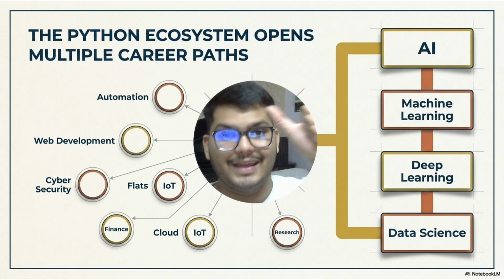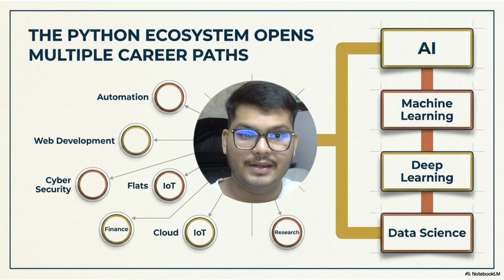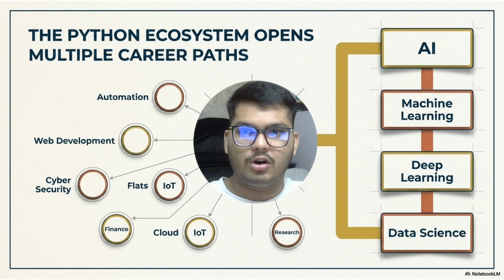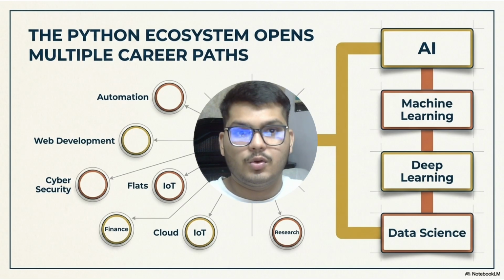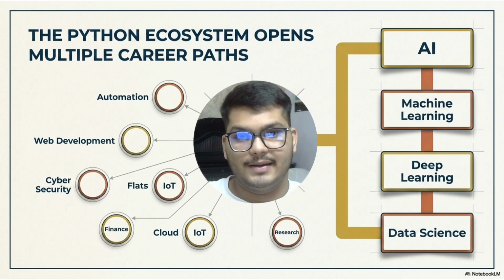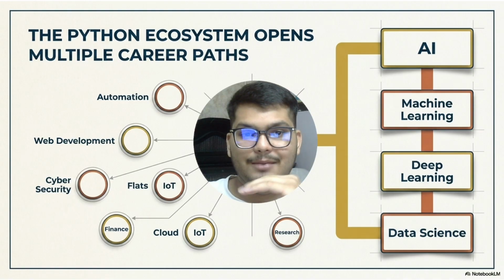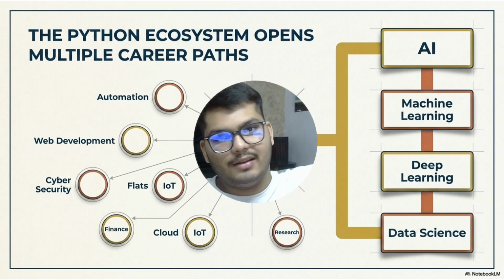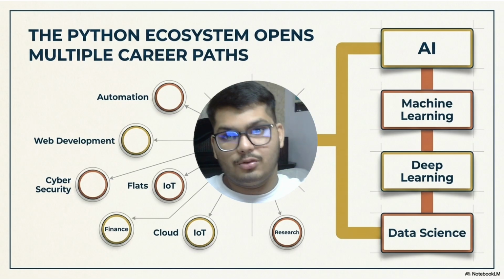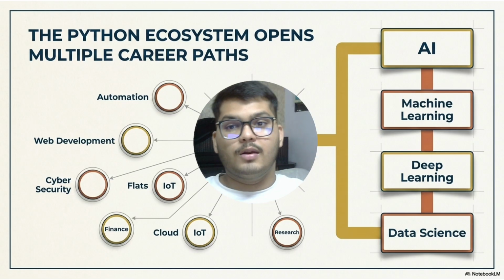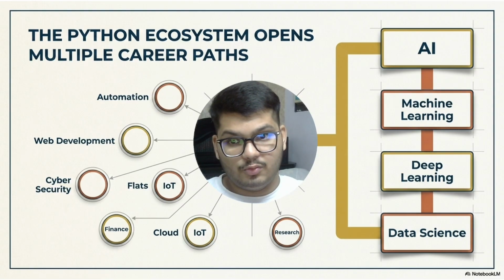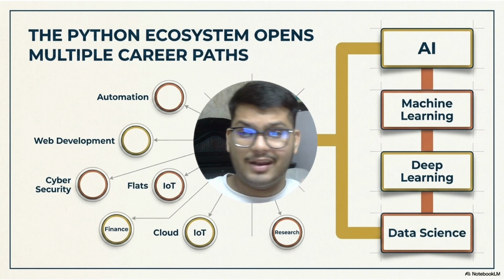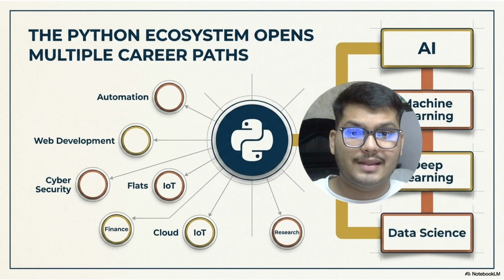First you have to learn AI, then machine learning, then deep learning, and then data science. I have told you about this in my last video on the artificial intelligence roadmap. To start machine learning, and before that to start AI, the first ladder to reach this goal is to learn Python. And how can Python be useful? It's used in automation, web development, cybersecurity, IoT, finance, cloud, and research work. You can see that Python can do this many kinds of work.